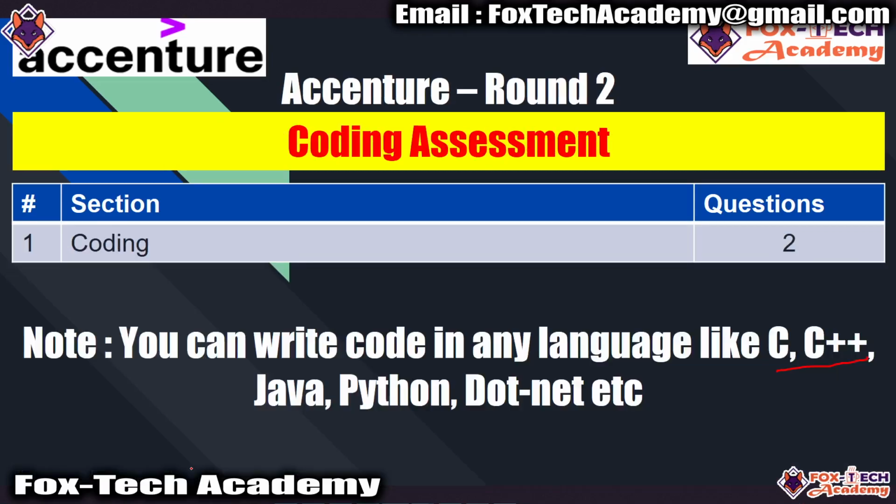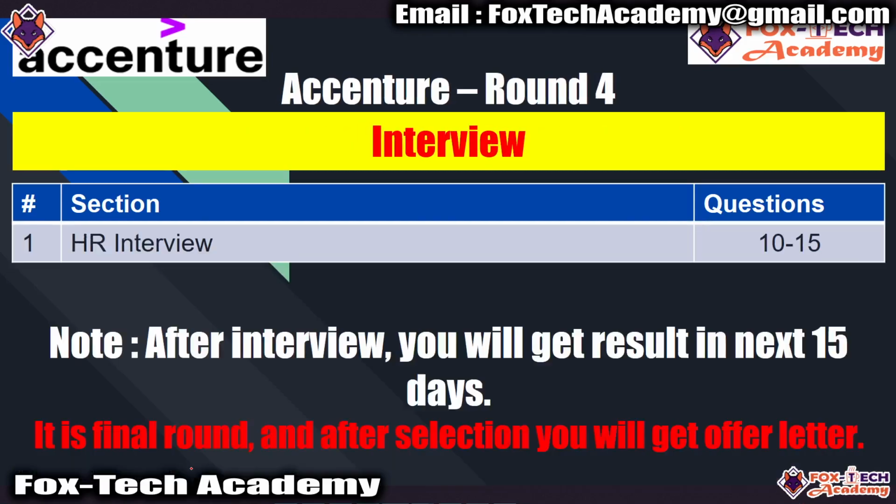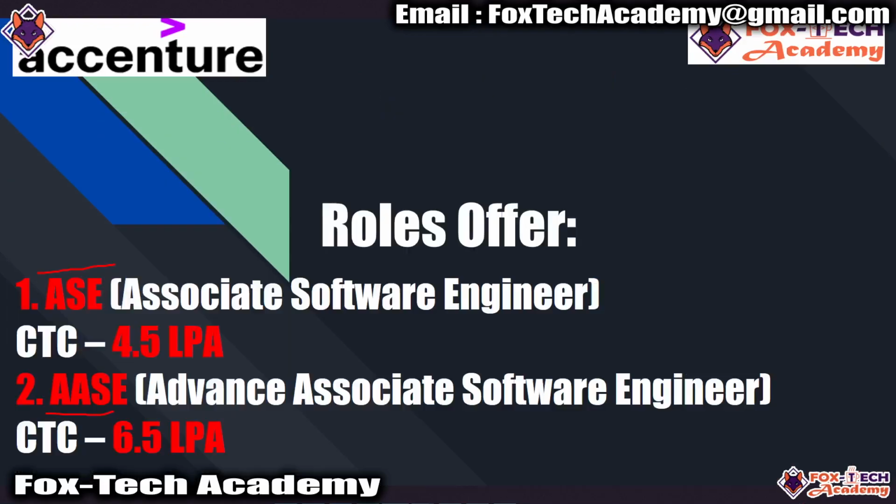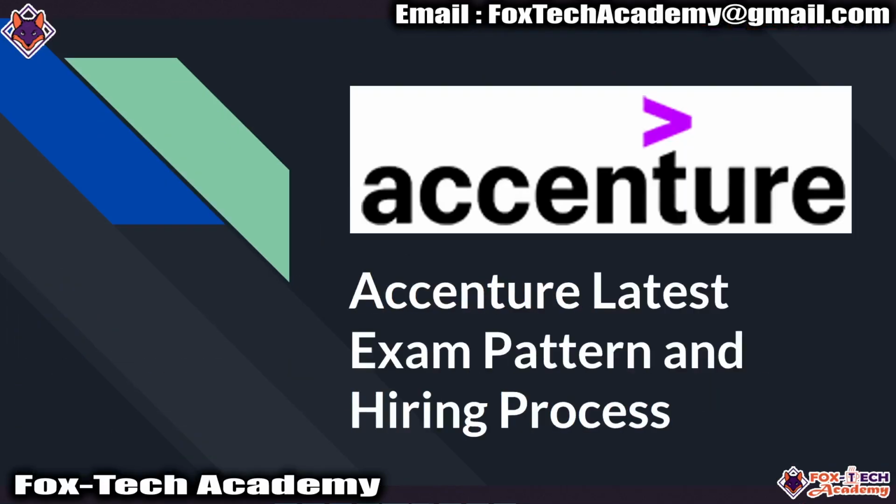Once you clear all the rounds, in the next 10 to 15 days you will get an email for the interview, only if you are selected in all the rounds. The interview round will be an HR round, and for that you have 10 to 50 questions. They will ask questions related to your project, your location and all. In the interview they only want to know about your communication skill, your confidence and all. So this is the complete Accenture hiring process, exam pattern and all.